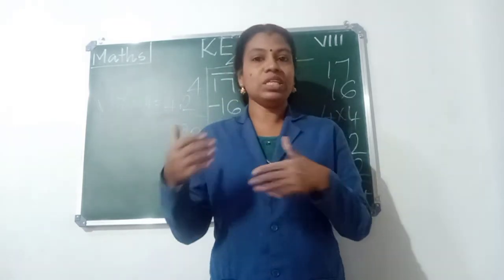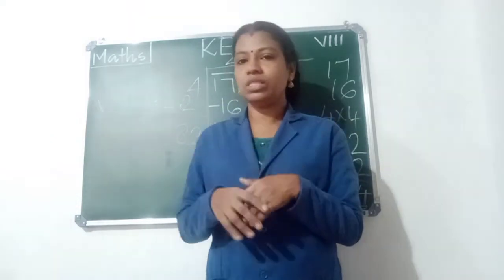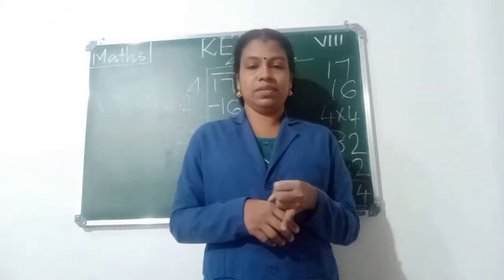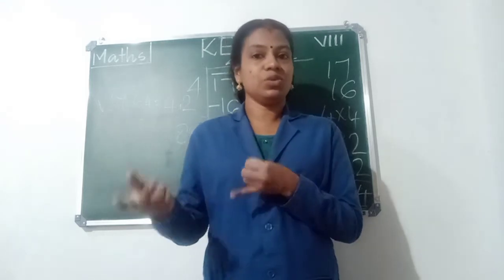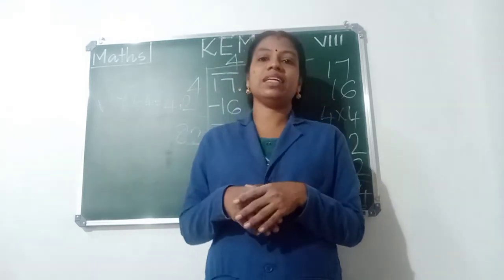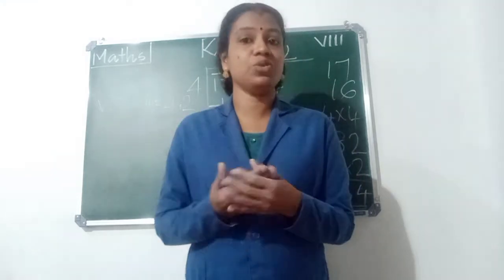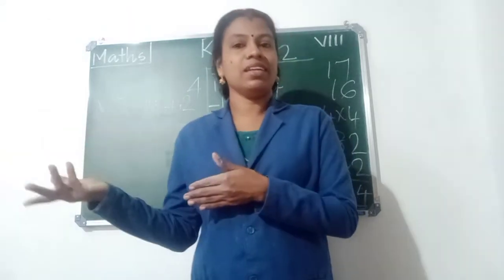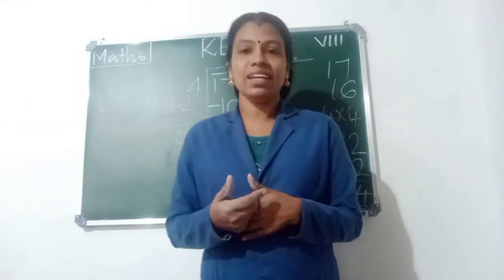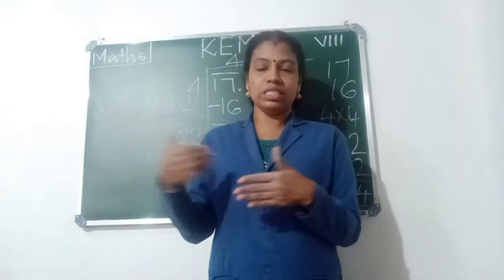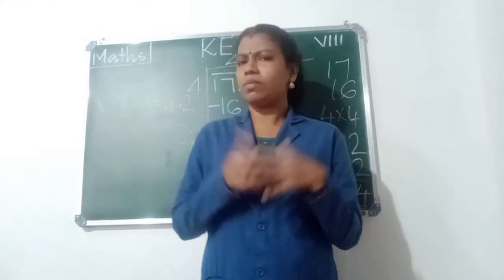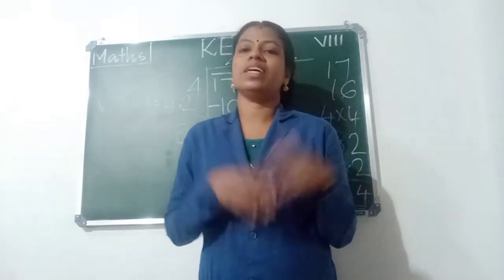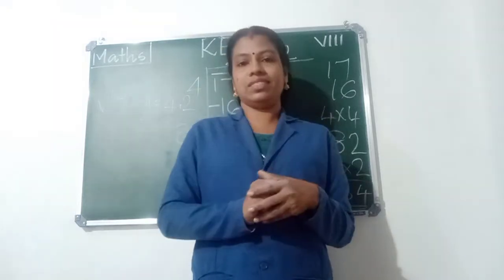Then 2 digit numbers. 2 digit perfect square numbers. Which are the 2 digit perfect squares? Yes. First one 16, 4 4s are 16. Next 2 digit number 25, 5 5s are 25. Then next 36. Then 49. These are 2 digit perfect square numbers. Then what about their square roots? Does it have 2 digits? No. Their square root have only 1 digit.